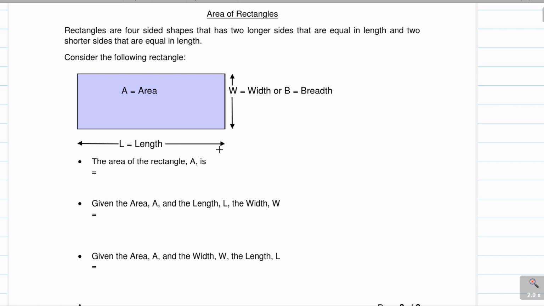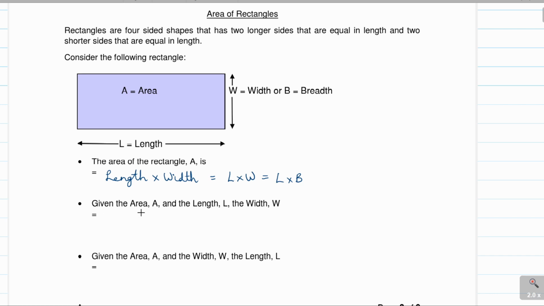The longer side of the rectangle, we call it the length, and the shorter side, we call it the width or the breadth. Now the area of the rectangle A, we use this formula: area is equal to length multiplied by the width or the breadth. If we were using letters, it would be L by W, which is the same as L by B, where B is the breadth. So any one of these could work.